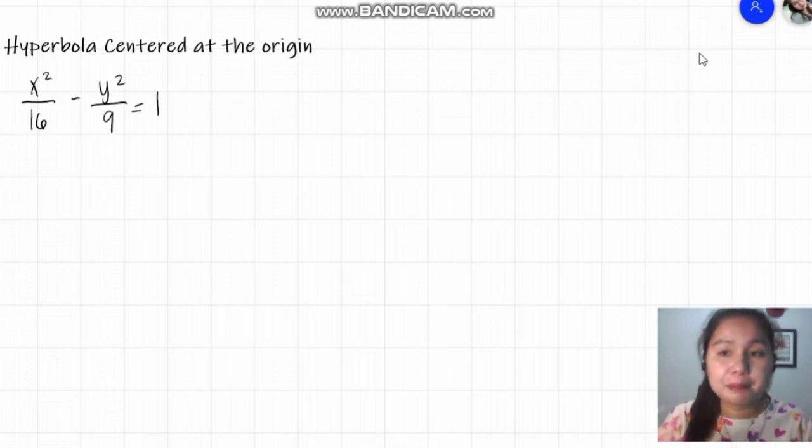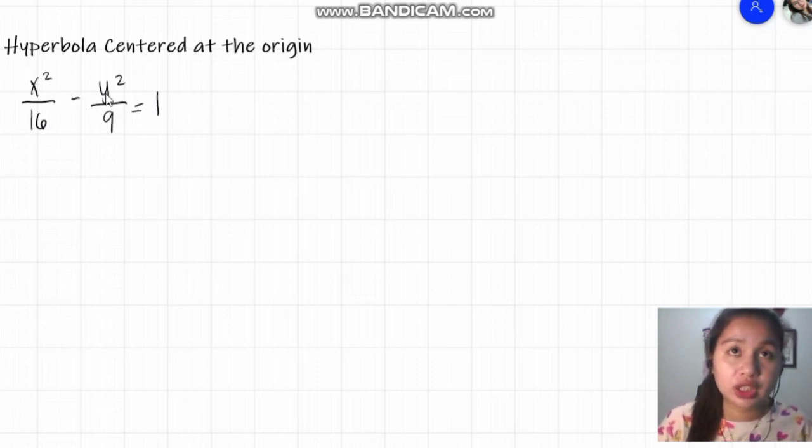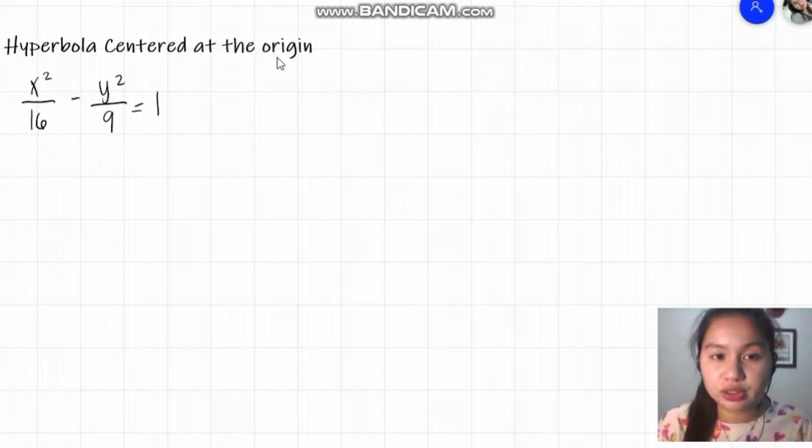Okay, so for example, I have here x squared over 16 minus y squared over 9 equals 1. So, ang una mong gagawin, of course, is to identify kung yung given ba natin ay horizontal or vertical hyperbola. So, again, by looking at the equation, of course, siya ay naka-standard. And then, kung mapapansin nyo, x and y lang, walang h and k, kasi nga, ang center nito ay nasa origin. So, ganyan ang itsura ng equation.